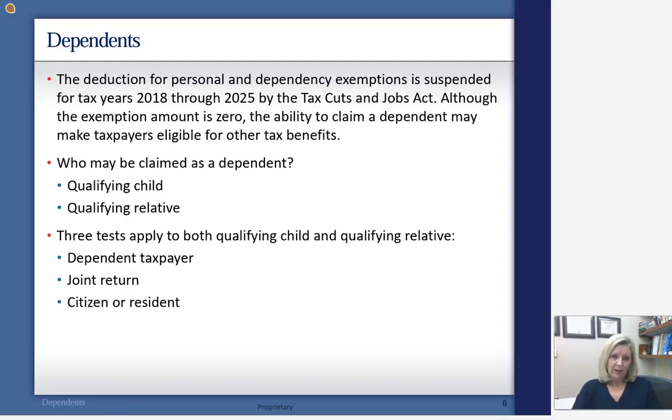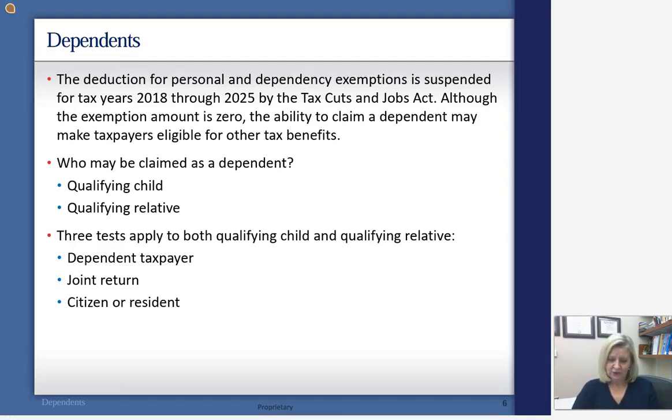So let's talk about what each of these tests that I just referenced mean. For the dependent taxpayer test, you can't claim any dependents if you could be claimed as a dependent by another taxpayer. All right, so if you can be claimed as a dependent, you can't claim dependents. You can't claim a married person who files a joint return as a dependent unless that joint return is only to claim a refund of income tax withheld. Also, you can't claim a person as a dependent unless that person is a U.S. citizen, U.S. resident alien, U.S. national, or resident of Canada or Mexico.